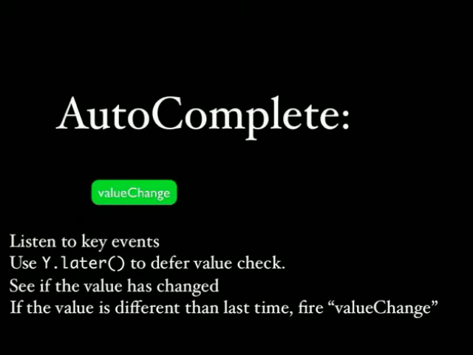Then we're going to see if the value has changed by tracking it each time in an internal private variable. And if the value is different from last time, then we fire this value change event, and our listeners all get notified.